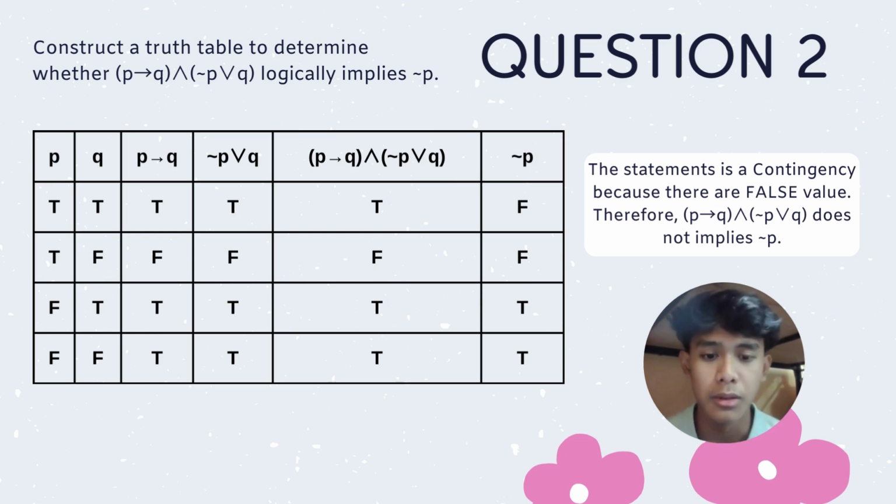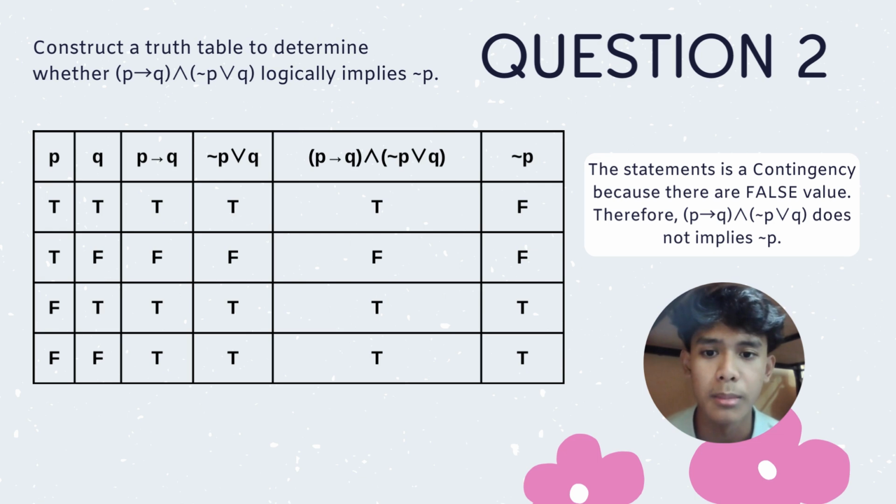So let's briefly go through the first row. When P is true and Q is true, P implies Q will be true. And when P is true and Q is true, negation P or Q will also be true. So for the statement, if P implies Q is true and negation P or Q is also true, the statement will also be true. Next we will check whether this statement implies negation P.